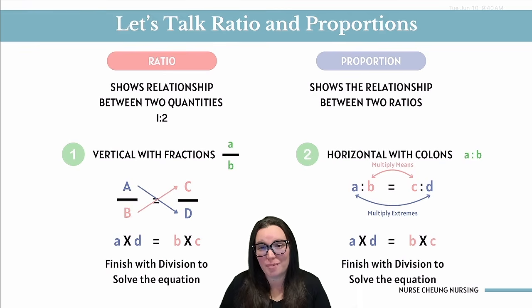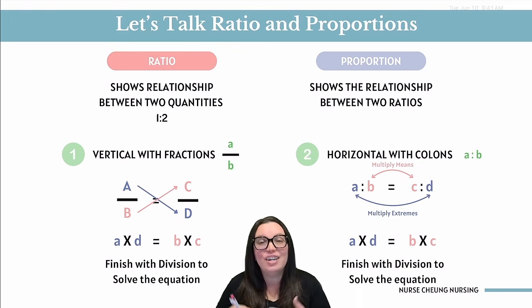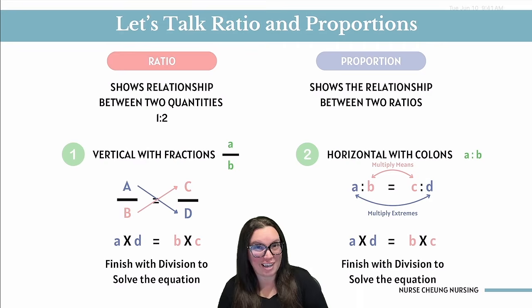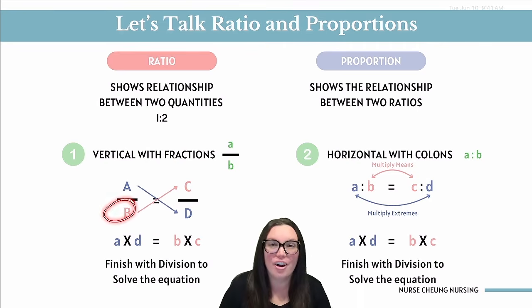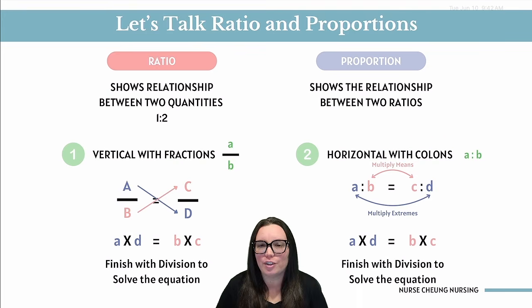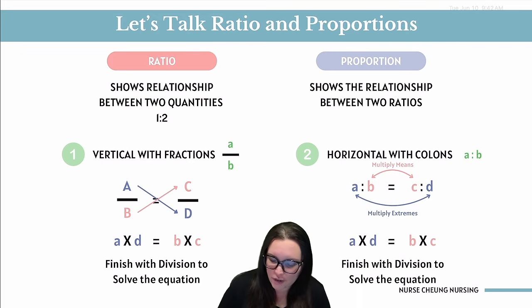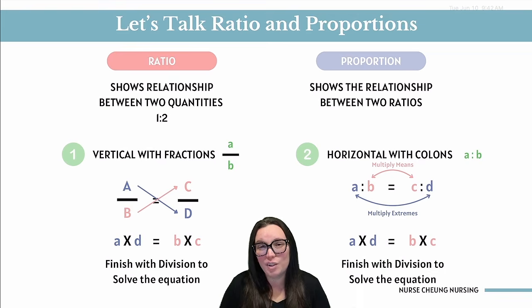If you use the fraction method, then what you are going to do is cross multiply diagonally to find x. That means that you're going to multiply the numerator on the first fraction by the denominator on the second fraction, and you're going to multiply the numerator on the second fraction by the denominator on the first fraction. Now, if you use the colon method, you're going to do this a little bit differently. You're going to multiply the inside numbers. That means you're multiplying your means, and you're going to multiply the outside numbers. That means you're going to be multiplying the extremes. Once you finish this multiplication, you're going to divide to find the missing piece.